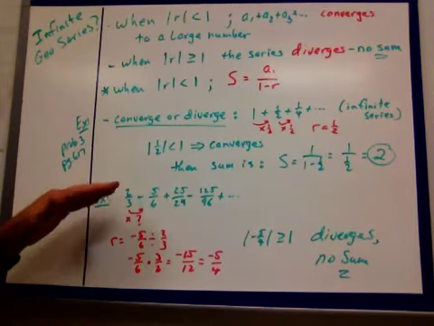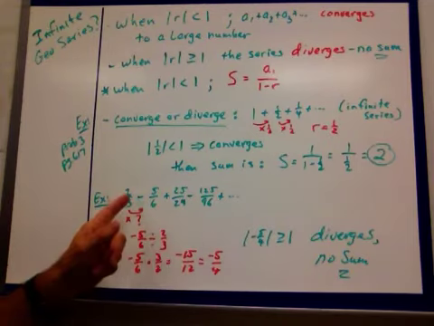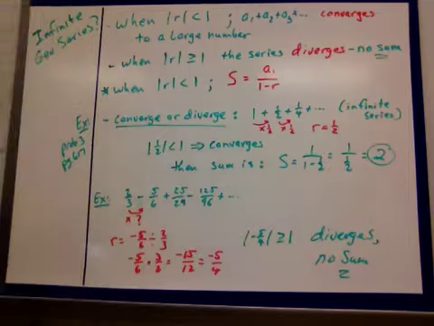And you can kind of see here when you're adding and subtracting these numbers, they keep getting bigger, and they keep changing signs. So you're going to be all over the place trying to figure out what that goes to. And that's why it diverges. It doesn't come to one number. Okay? So that's geometric series.